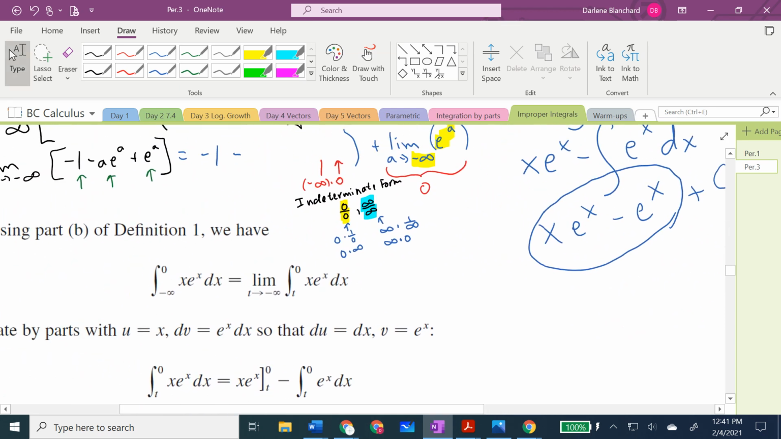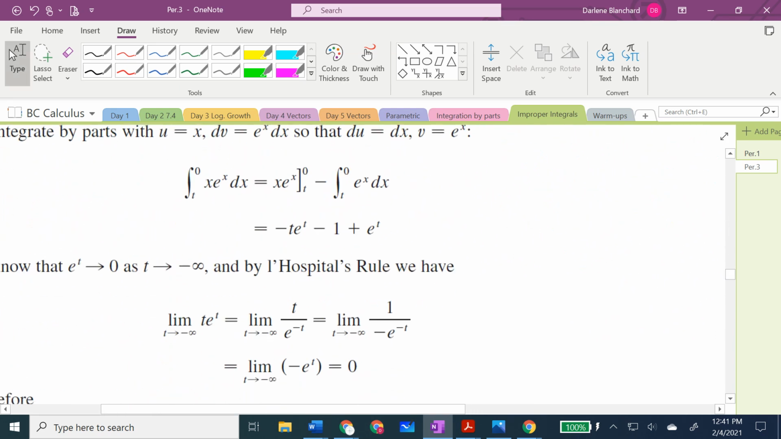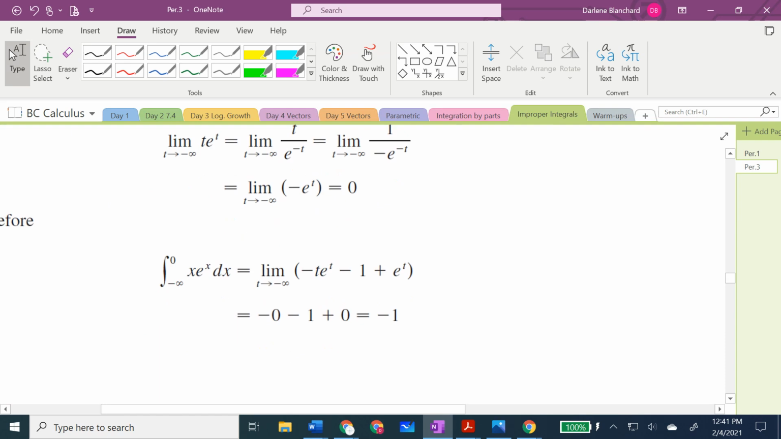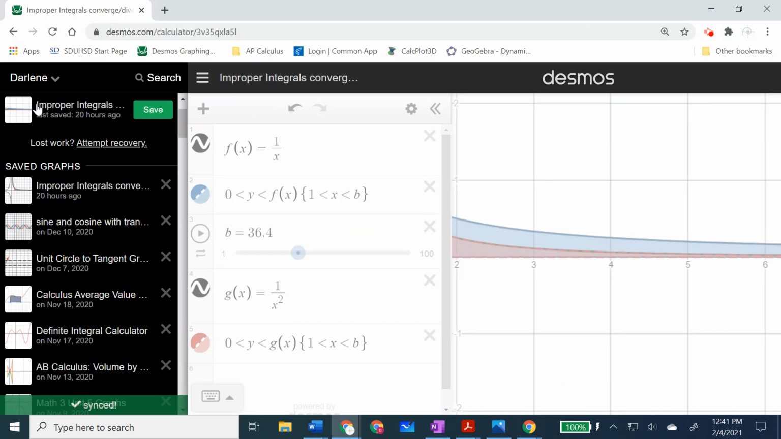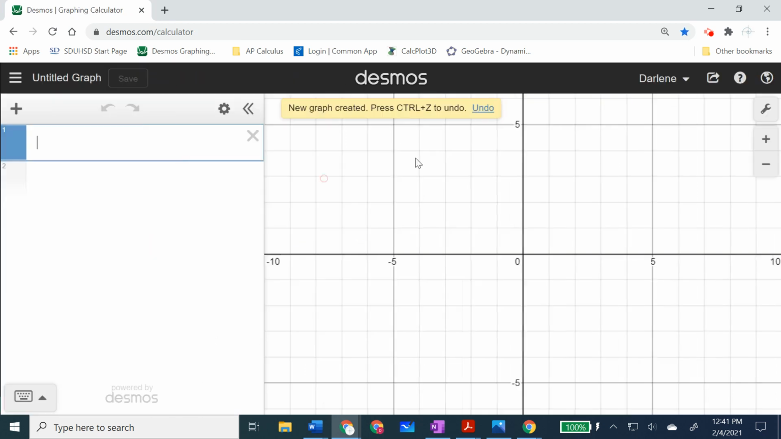So what does that wind up giving me? We finally get an answer of negative 1. Now, negative 1. How could I possibly get an area of negative 1? Where's my new graph? There it is.